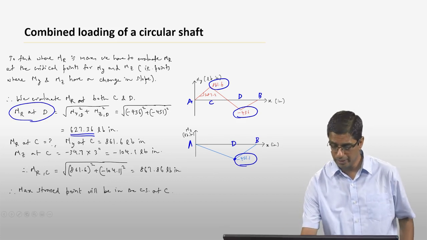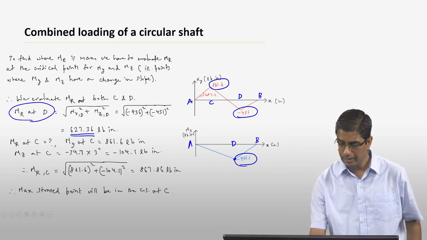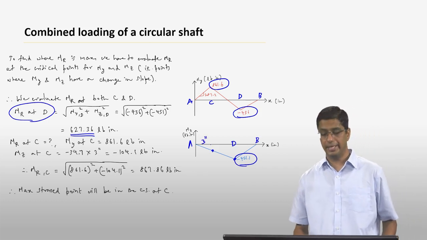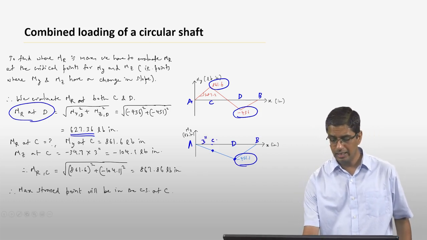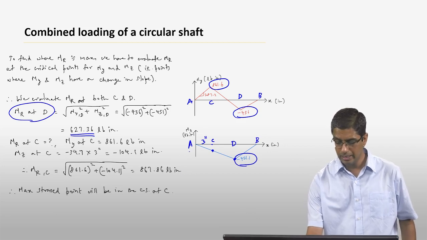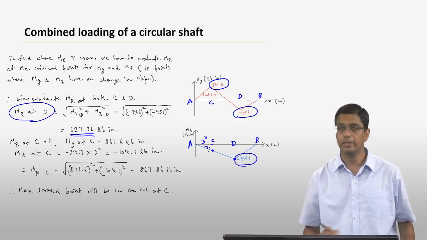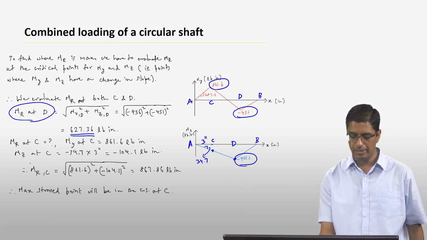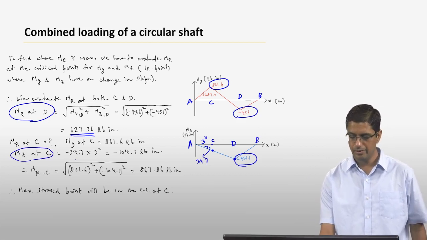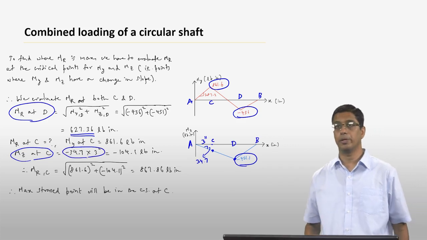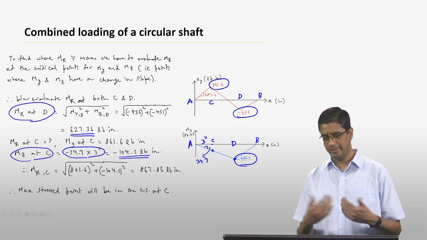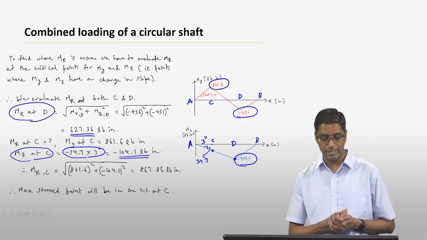So essentially, if you look at some point here, we know that the point C is 3 inches from point A, and the slope of this is 34.7, which means that the Mz at C is going to be 34.7 times 3, which is 104.1. That's it. Very simple. So it's minus 104.1 because it's in the negative direction.